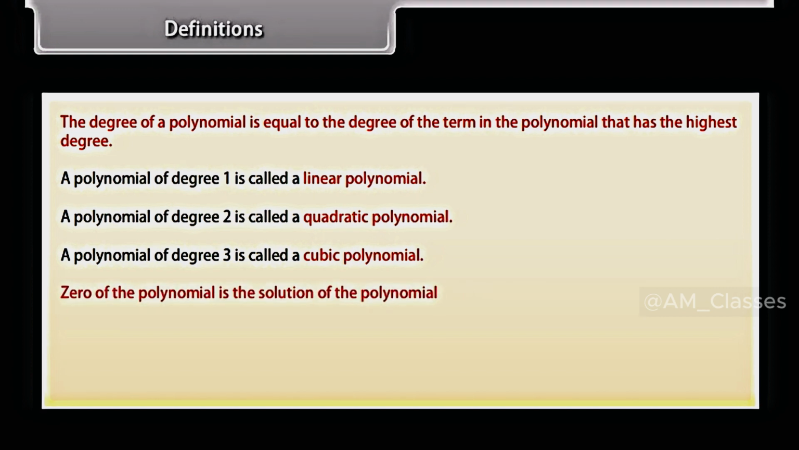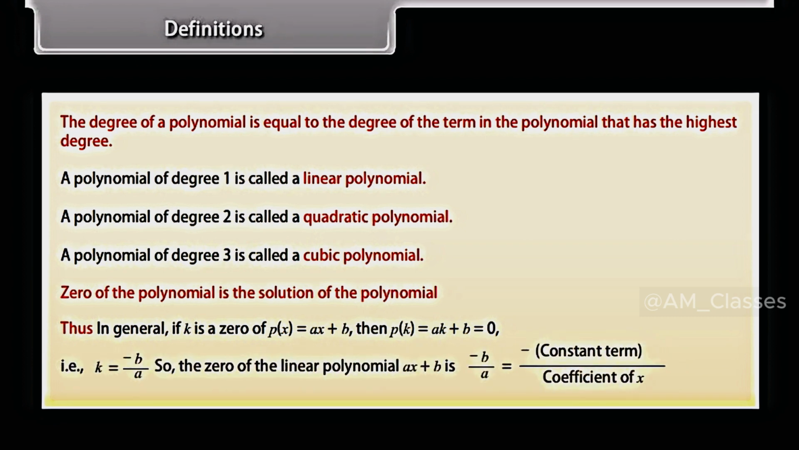0 of the polynomial is the solution of the polynomial. Thus, in general, if k is a 0 of p(x) equal to ax plus b, then p(k) is equal to ak plus b, which equals 0. That is, k is equal to minus b upon a. So the 0 of the linear polynomial ax plus b is minus b upon a, which equals minus constant term upon coefficient of x.